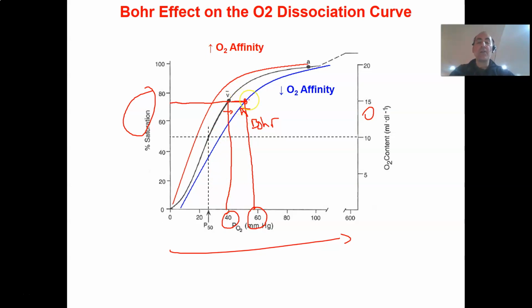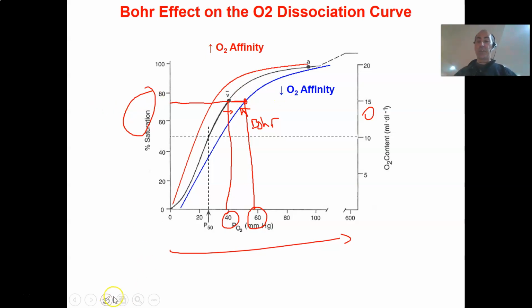But now, if you get a rightward shift, an increase in temperature, an increase in PCO2, an increase in hydrogen ion, a decrease in pH, and an increase in DPG, you can now dump oxygen at a higher pressure. So you can deliver oxygen to the cells at a higher pressure. And it's common sense. It makes sense that if you're delivering something at a higher pressure, it's going to get there faster. And under exercise conditions, that's exactly what you need.